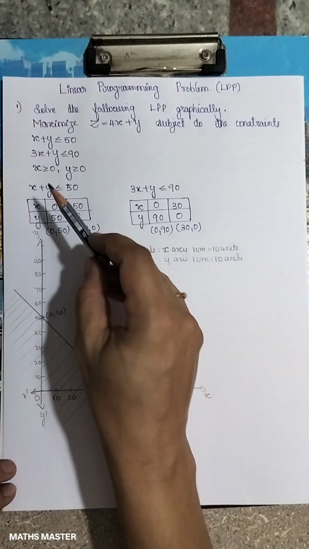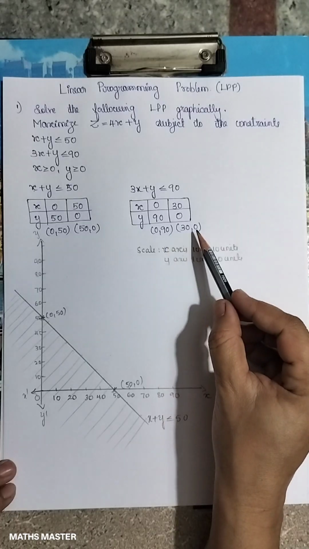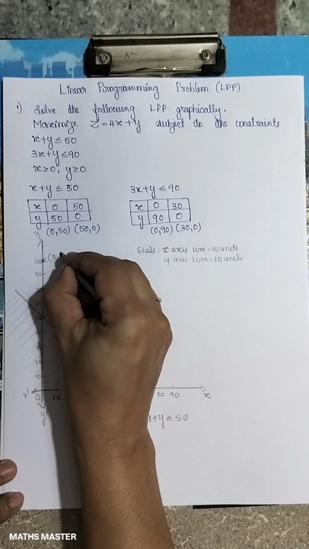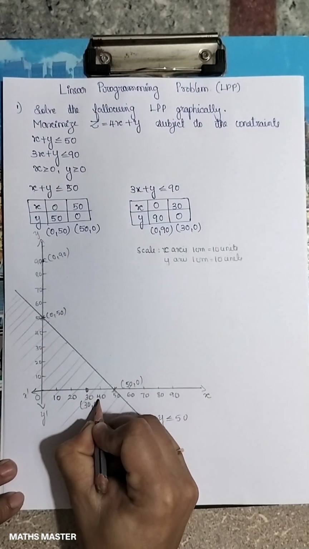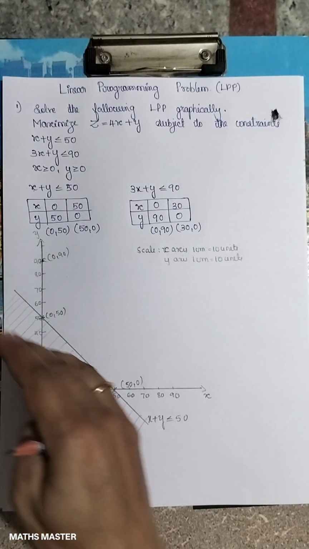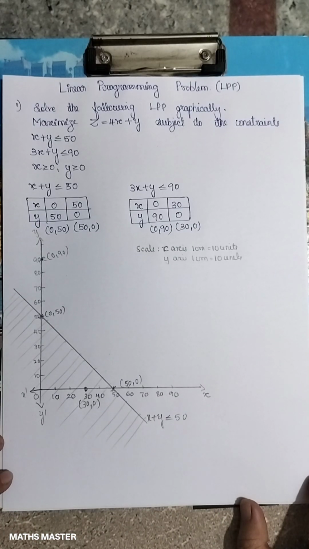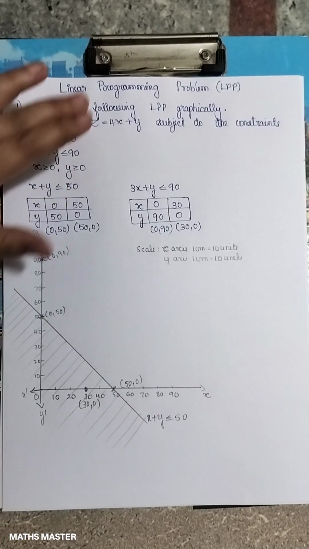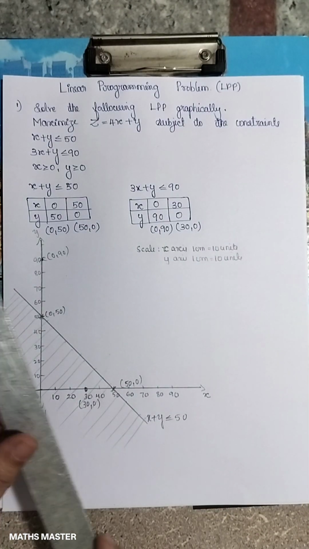Now the second one is 3x + y ≤ 90. The points are (0, 90) and (30, 0). So this is our (0, 90) and this is our (30, 0). Make sure you are completing one constraint and moving on to the next one. So first writing the lines then shading will not solve the problem. It will become complicated. First complete the constraint which is given first and then go for the second one. So first one is completed. Now I'm going for the second one.